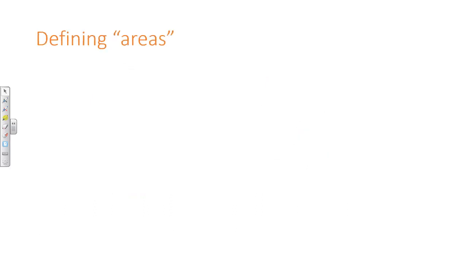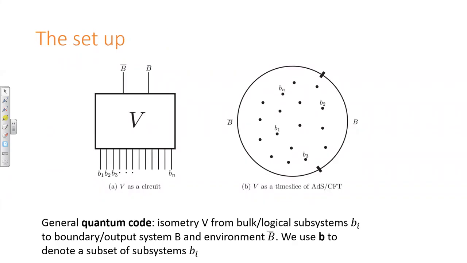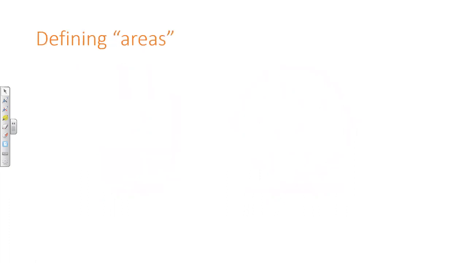Okay, so now we need to define an area associated to any, say we have these set of 3 bulk subsystems, then we want to define the area of the small surface bounding B that just includes those 3 subsystems and nothing else. Maybe it wiggles around like that. Okay. So how are we going to do that?